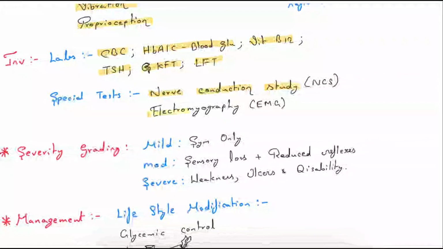Next, another test we have is electromyography, EMG. Electromyography is the main test for checking muscle electrical activity, and it helps to detect denervation.